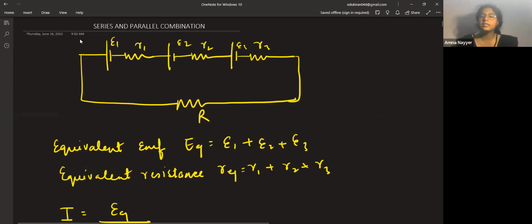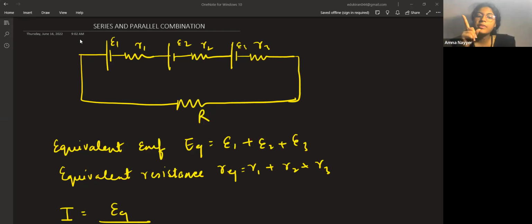First, we'll talk about the series and parallel combination of the cells. We have a separate section we'll be discussing tomorrow for identical cells; this is for non-identical cells. When you are calculating the equivalent EMF, what will you do? You will just add directly: E1 plus E2 plus E3. For equivalent resistance also, you will add R1 plus R2 plus R3.